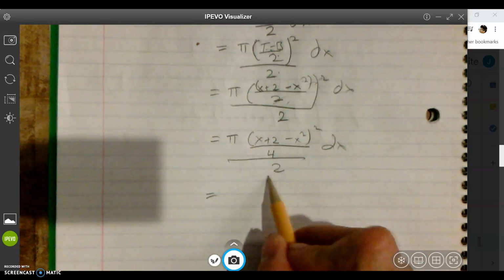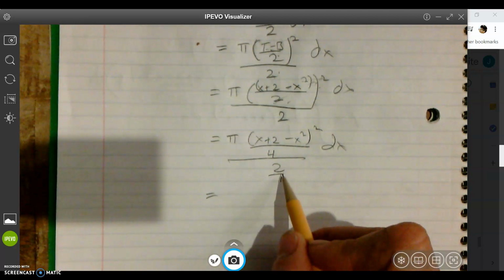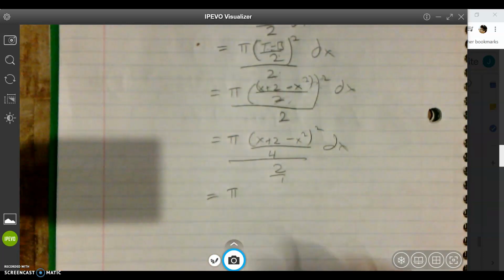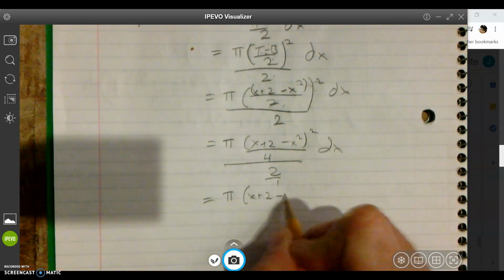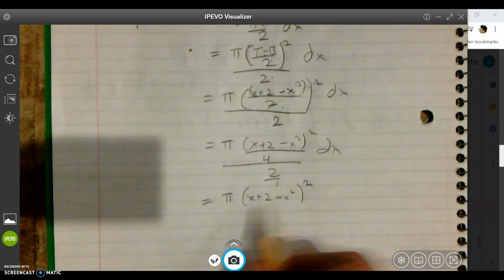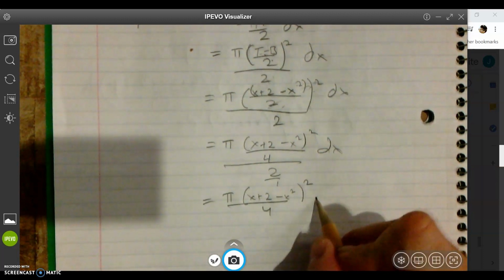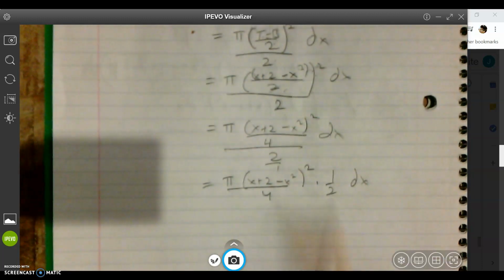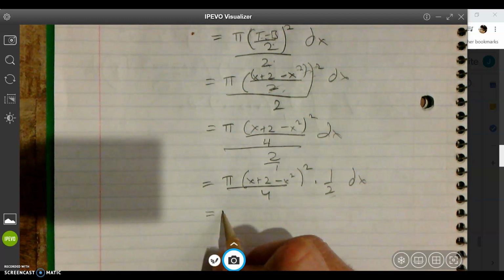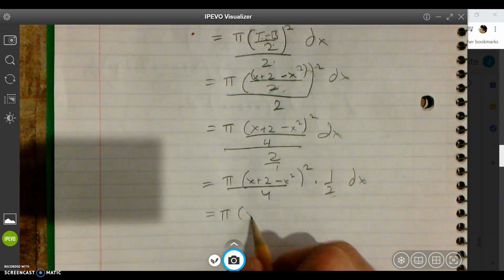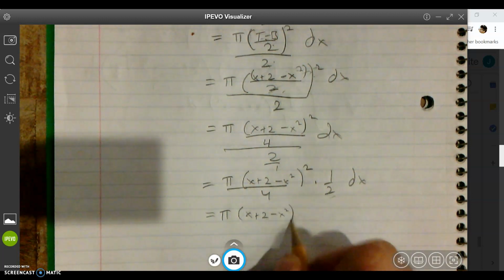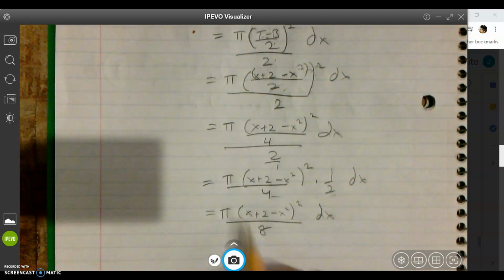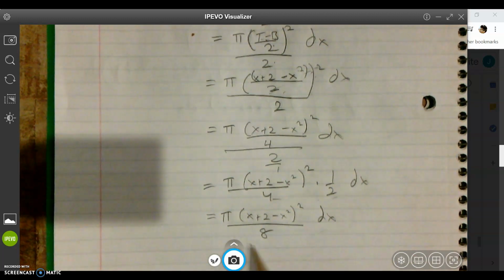Dividing by a fraction is the same as multiplying by the reciprocal. So we need to flip. So we got (x plus 2 minus x squared) squared divided by 4 times 1/2 dx. So look at what I got in the denominator, 4 times 2. So my volume of one slice is pi times (x plus 2 minus x squared) squared divided by 4 times 2, which is 8, dx. So that is the volume of an entire slice.